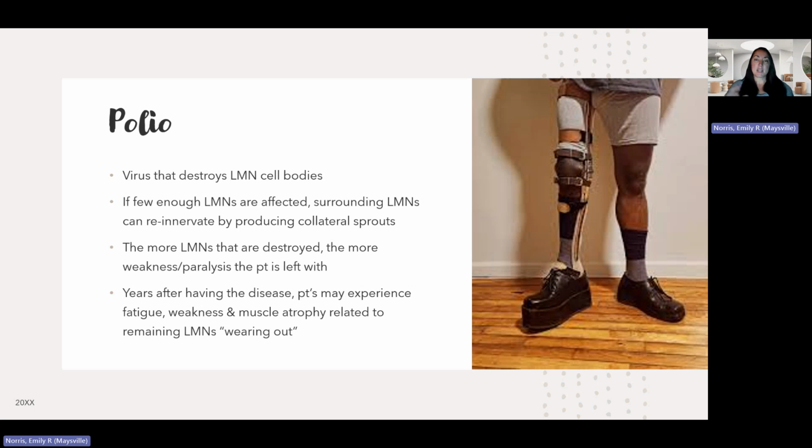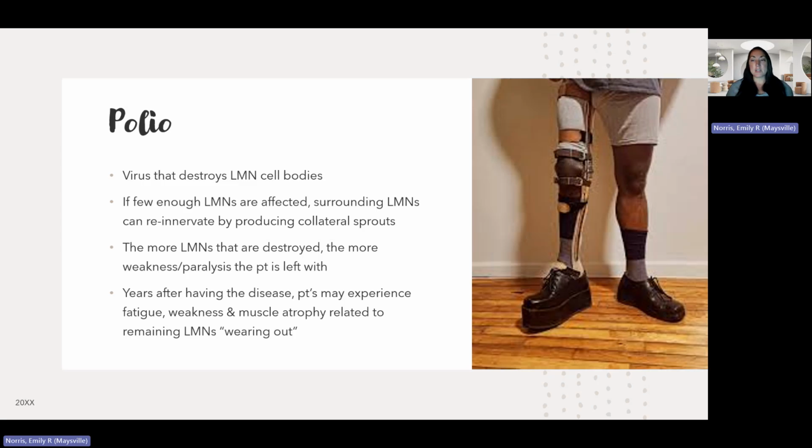One disease process that can affect the lower motor neurons is polio. Polio is a disease caused by a virus that destroys lower motor neuron cell bodies. If few enough are affected, then surrounding lower motor neurons can actually re-innervate by producing collateral sprouts, so they can sprout out and activate other muscle fibers that they weren't attached to originally. But if too many are destroyed, then there's more weakness, there's more paralysis left in that area.